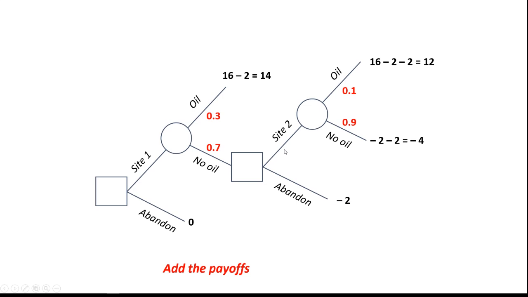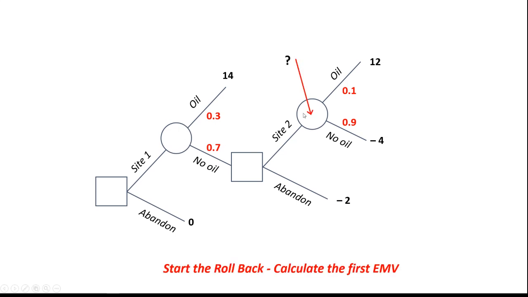Now the next step is to calculate the expected monetary values for each of these chance nodes. You can only calculate EMV for chance nodes and not for decision nodes. The expected monetary value of this chance node is given by multiplying the outcome value by the probability. So that would be 12 million times 10% probability plus -4 times a 90% probability, which gives us an expected monetary value of -2.4 million.